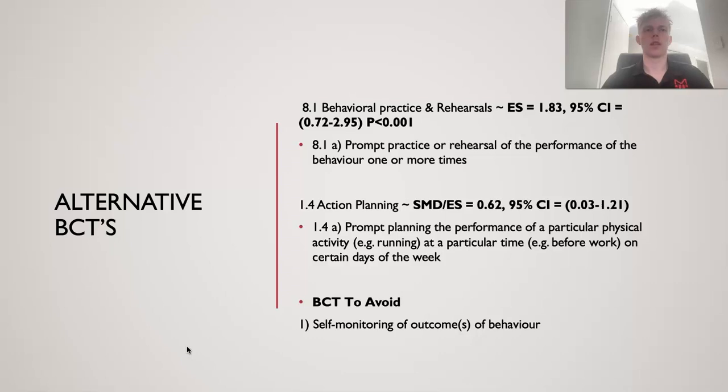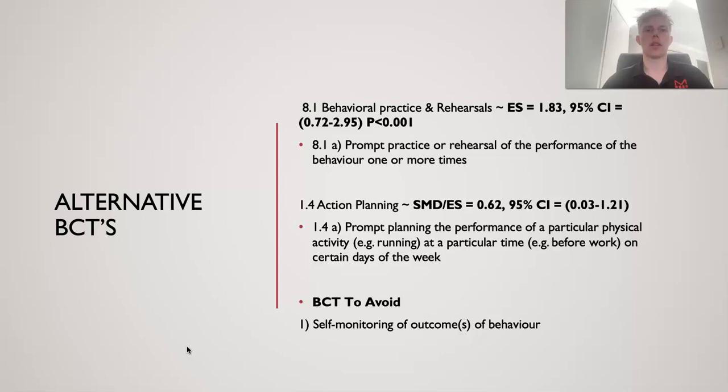The second BCT is action planning, which demonstrated an effect size of 0.62 and a confidence interval ranging from 0.03 to 1.21. While this technique was highly effective for clients with heart failure, evidenced by a z-value of 4.24, it showed more modest results in older adults with a z-value of 2.9. Since our client is both an older adult and experiencing obesity, this reinforces the rationale for using action planning as a secondary rather than a primary intervention.